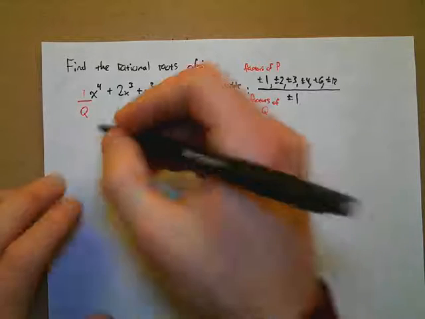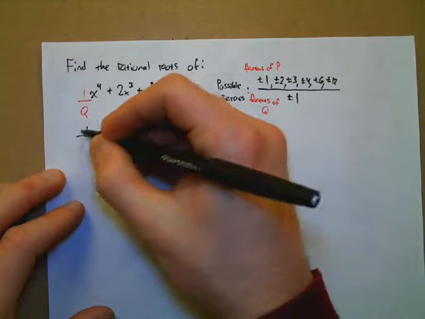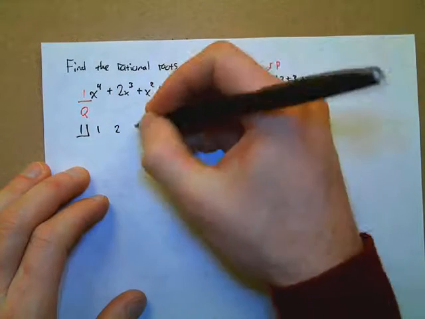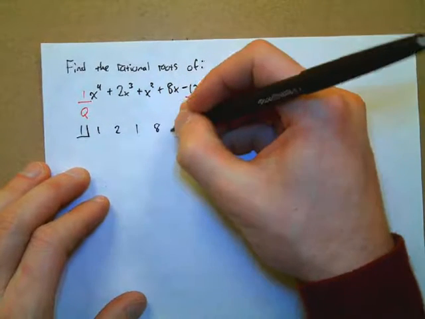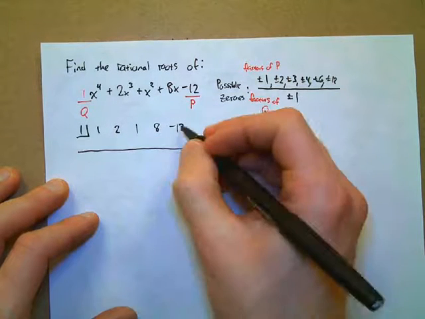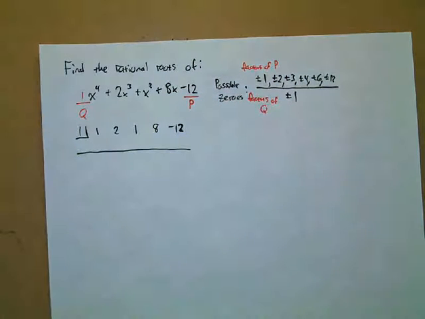All right. So 1 times 1 is 1, 2 plus 1 is 3, 3 times 1 is 3, 1 plus 3 is 4, 4 times 1, 4, 8 and 4, 12, 12 times 1, 12, 0. Good guess, Mr. Whitman.